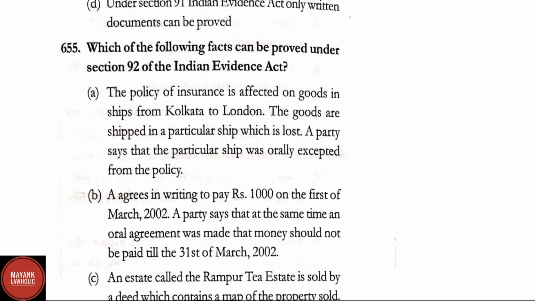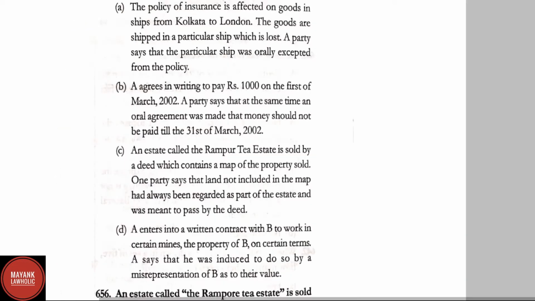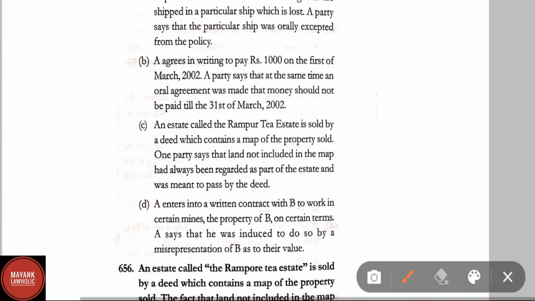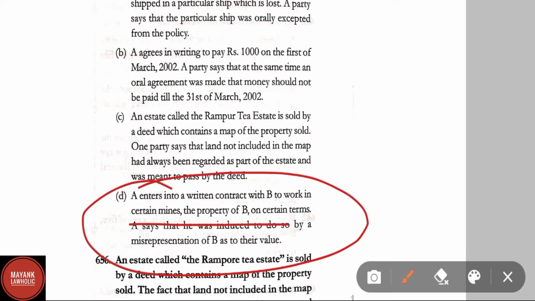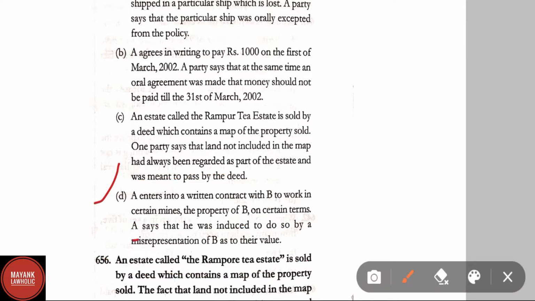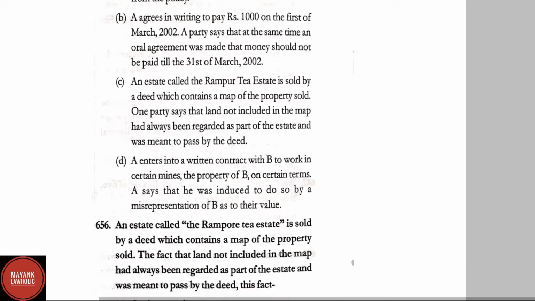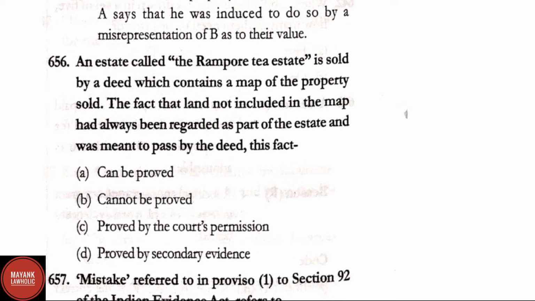Question number 655. Which of the following facts can be proved under section 92 of the Evidence Act? Correct answer is option A, that is A enters into a written contract with B to work certain mines, the property of B, on certain terms. A says that he was induced to do so by a misrepresentation of B as to their value. Question number 656.